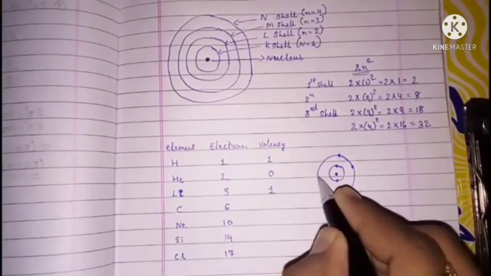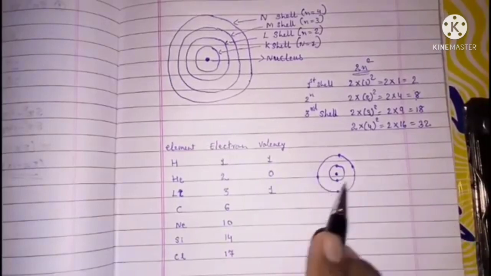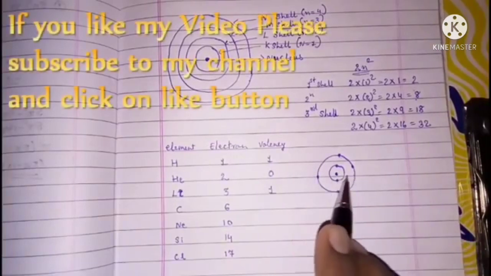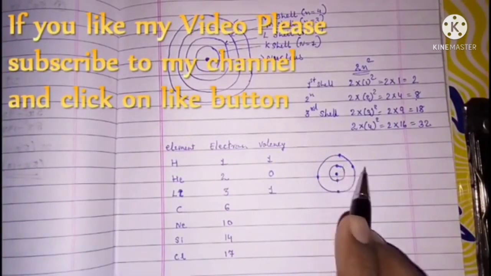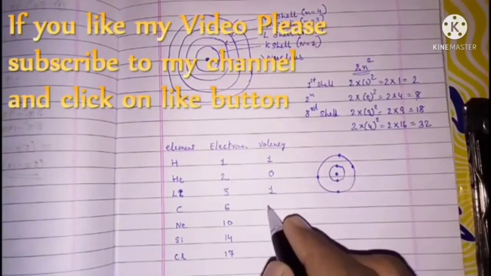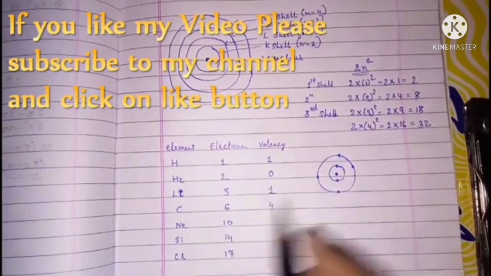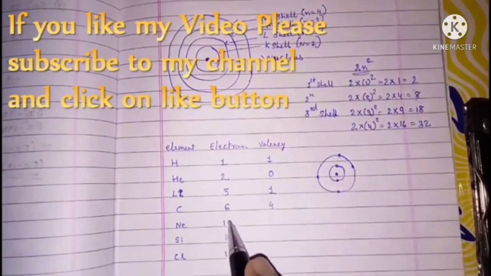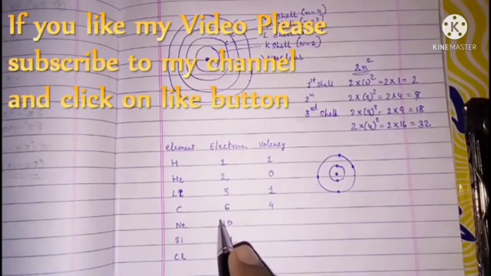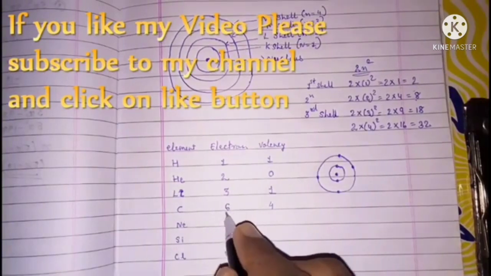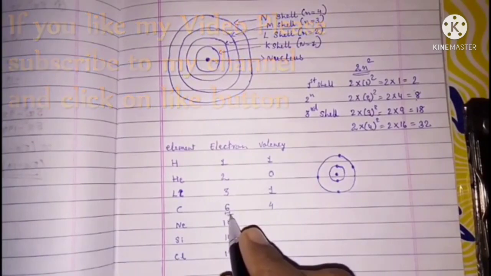That means this atom has to gain 7 electrons, or it has to lose 1 electron. Gaining 7 electrons is much tougher compared to losing this 1 electron. So lithium will lose 1 electron and its valency becomes 1.